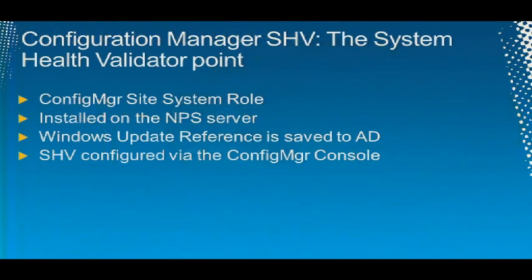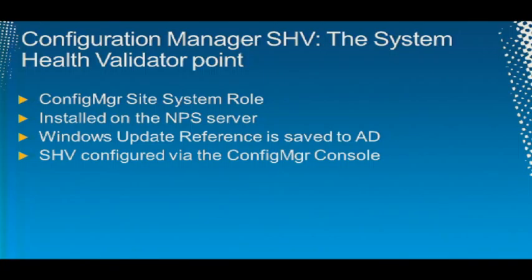So from a configuration management point of view, the Config Manager system health validator is a site role that we deploy from the Config Manager console to an NPS server. Once we do that, when we tag certain Windows updates for NAP evaluation, that generates a statement of health, not a statement of health, I always get that wrong, a state health reference. That's the one. That gets written to Active Directory and also gets added to the Config Manager client policy.